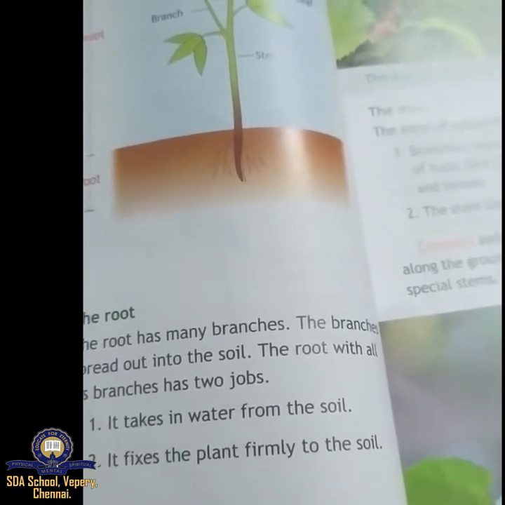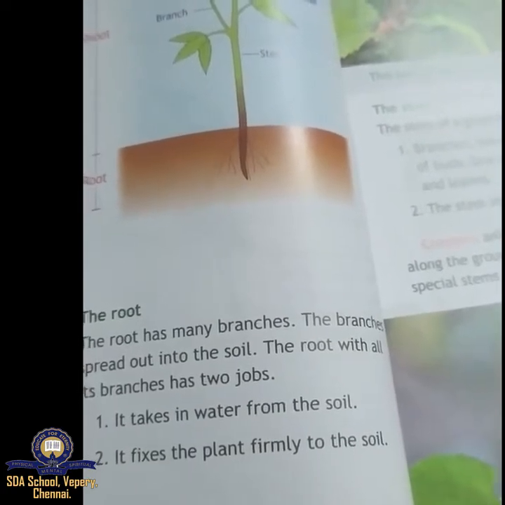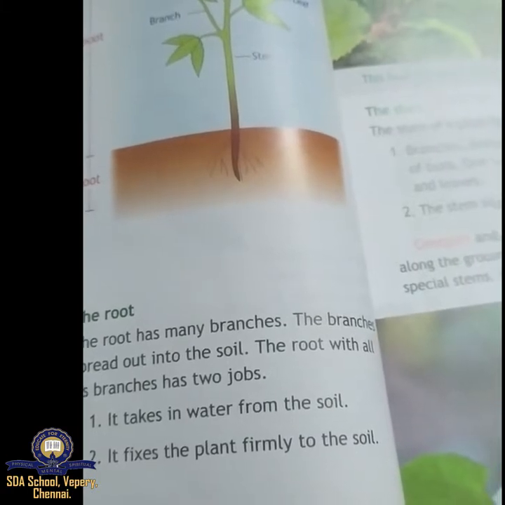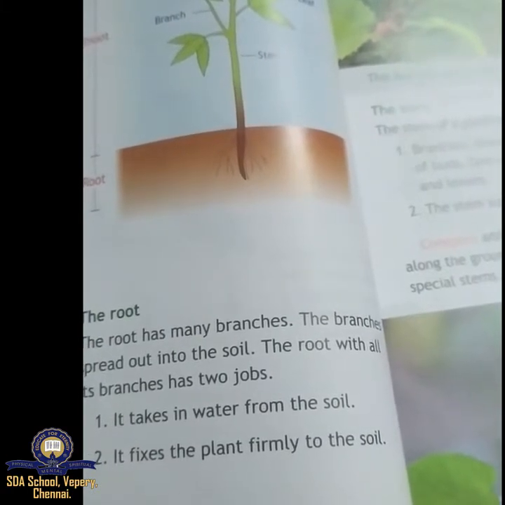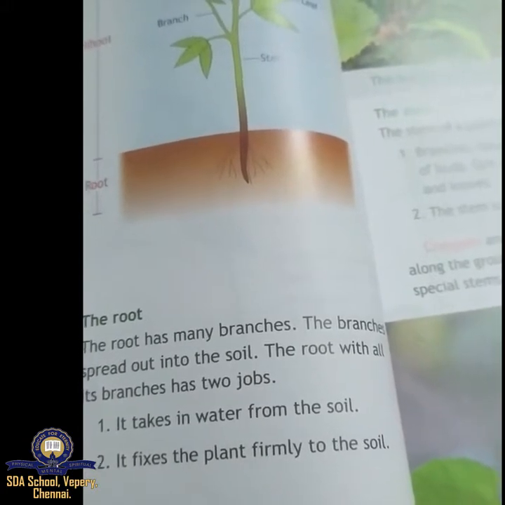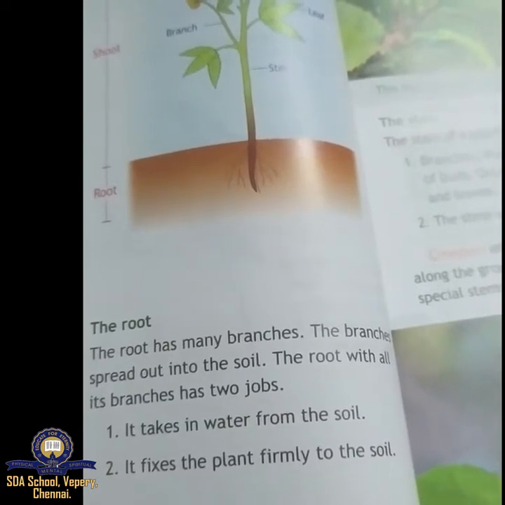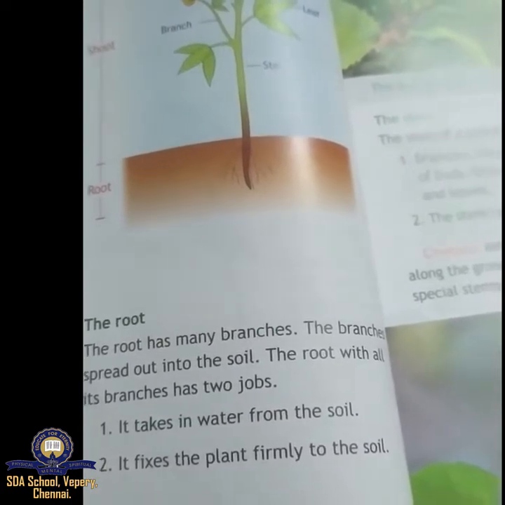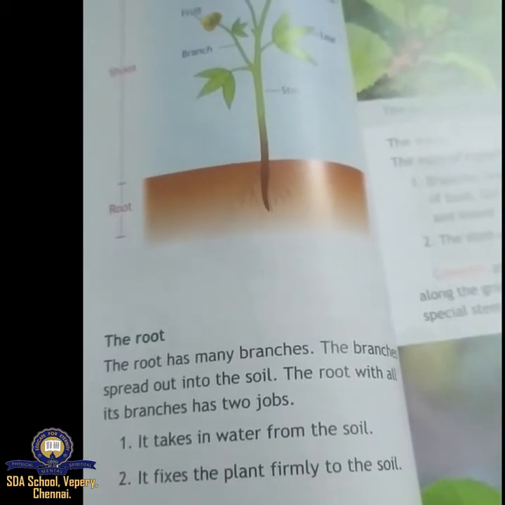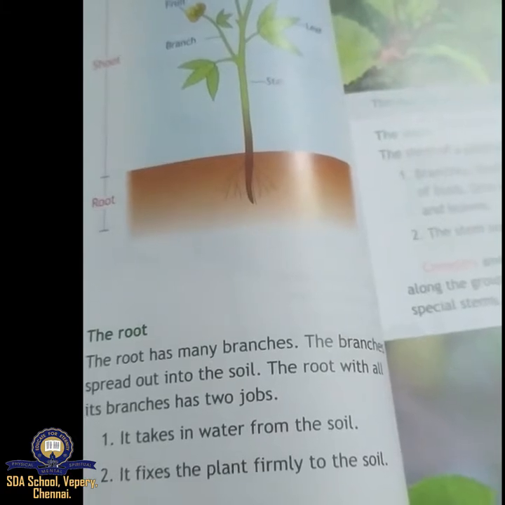And the root with all its branches has two jobs. What are the main jobs of the root? It takes in water, it absorbs water from the soil, and it helps to make the plant stand firmly in the soil. It fixes the plant firmly to the soil. Without root the plants cannot live.